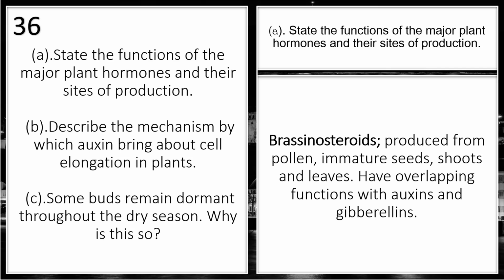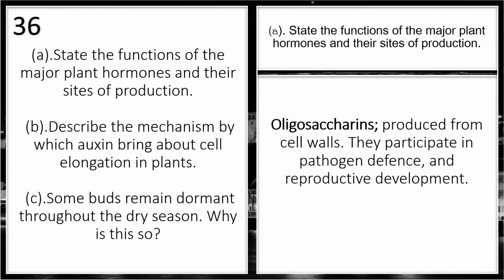Brassinosteroids. These are produced from pollen, immature seeds, shoots, and leaves. They have overlapping functions with auxins and gibberellins. Oligosaccharins. They are produced from cell walls. They participate in pathogen defense and reproductive development.